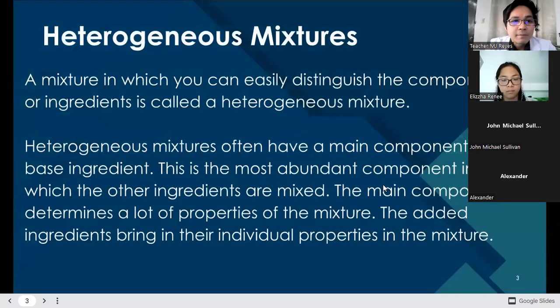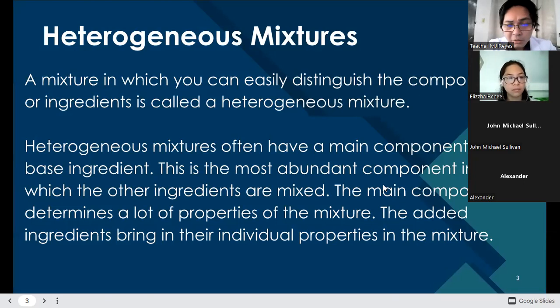Heterogeneous mixtures. A mixture in which you can easily distinguish the components or ingredients is called a heterogeneous mixture. If you see that the components are distinguishable, meaning you can actually see the different components of that certain mixture, it is heterogeneous. Hetero means many. You can always observe these mixtures while cooking. When you cook, for example, a frittata, those are heterogeneous mixtures.